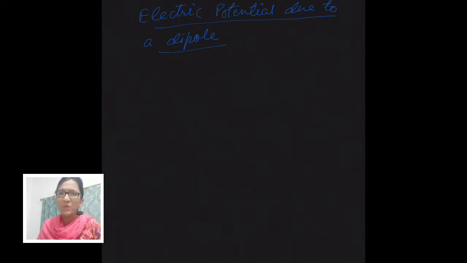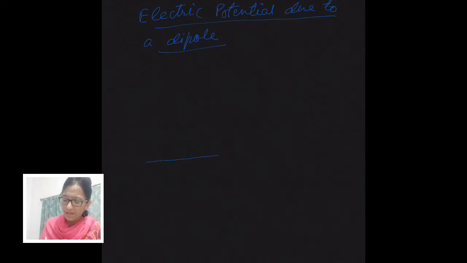So today we will find electric potential due to a dipole, and we will find electric potential at an axial point. Then we will find electric potential at an equatorial point, and finally we will find electric potential at a general point. So let us start doing all this.